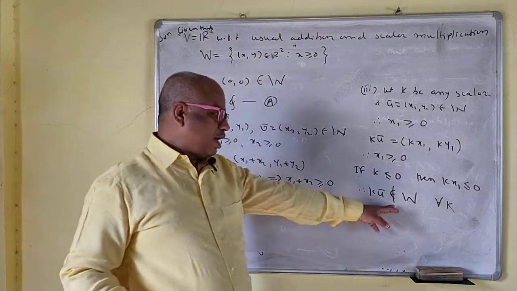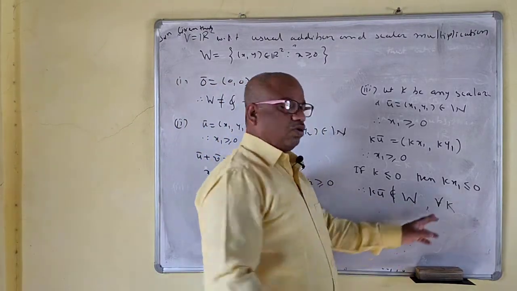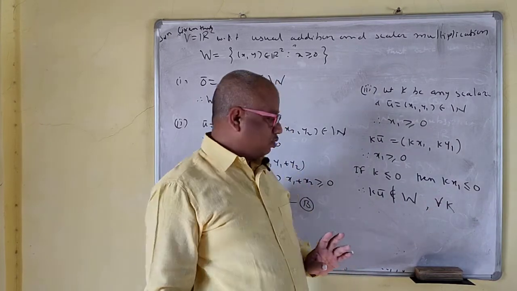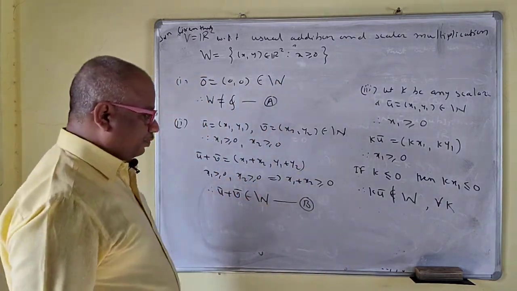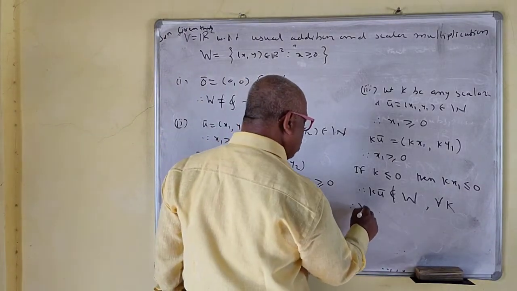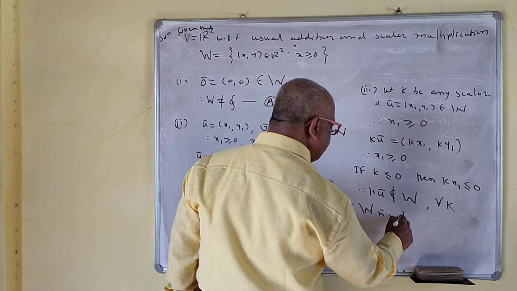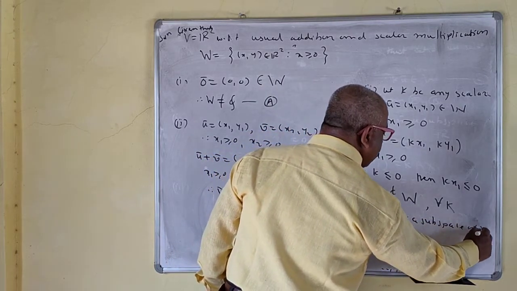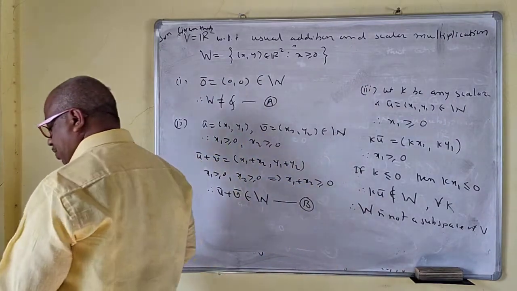Okay. So K U bar does not belong to W for all K. Therefore, W is not a subspace of V. W is not a subspace of V.